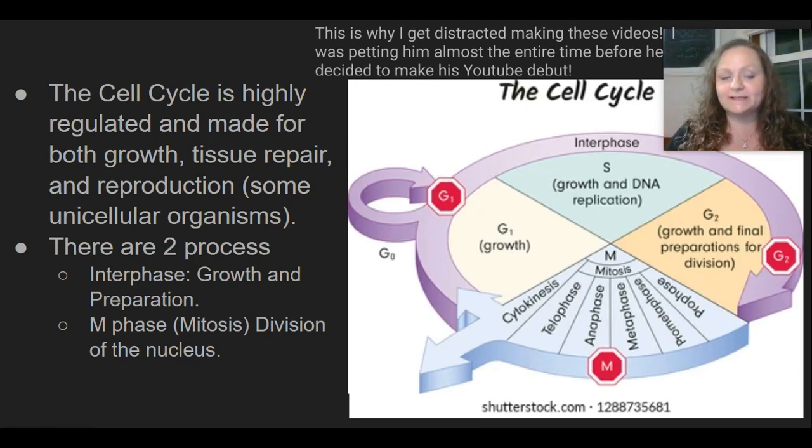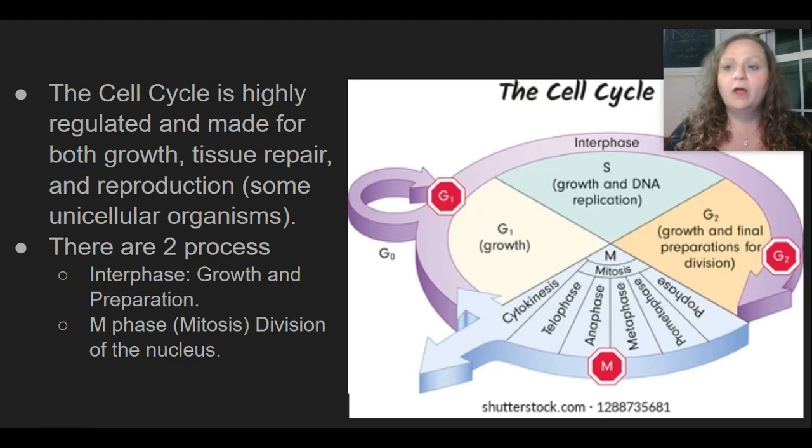The cell cycle itself is designed to allow organisms to grow, for tissue to be repaired, and for some unicellular organisms actually to reproduce. There are two processes that we talk about, interphase and M phase. Interphase is all about growing and preparing and just doing normal cell things. M phase, mitosis, is all about the division of the nucleus.